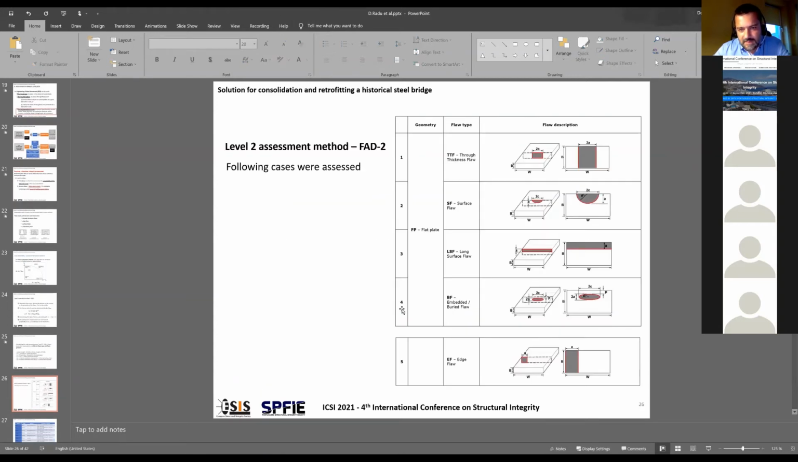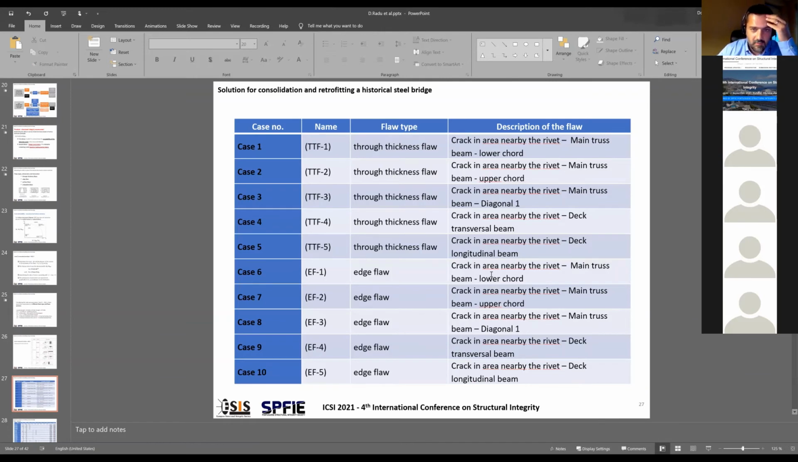Five types of flaws were considered, as I said: through thickness, surface, long surface, buried, and edge flaw. Each case of a flaw takes into account the type of the flaw and the position of it. So we do have a through thickness flaw in the main truss beam, lower chord, and of course we also have the deck longitudinal or transversal beam. So these flaws, together with the locations combined, are 25 cases in the end.